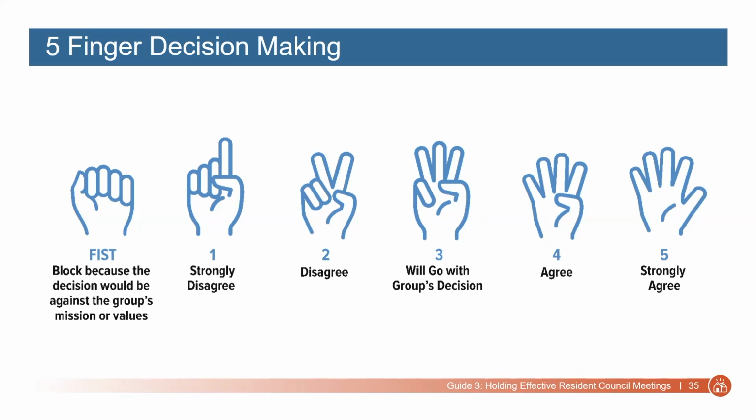And a fist to block the decision, only if you think it would go against the resident council mission. Thanks. I see a lot of 3s, 4s, and a couple of 5s, but I also see some 1s and 2s. Let's hear from a few people who disagree."